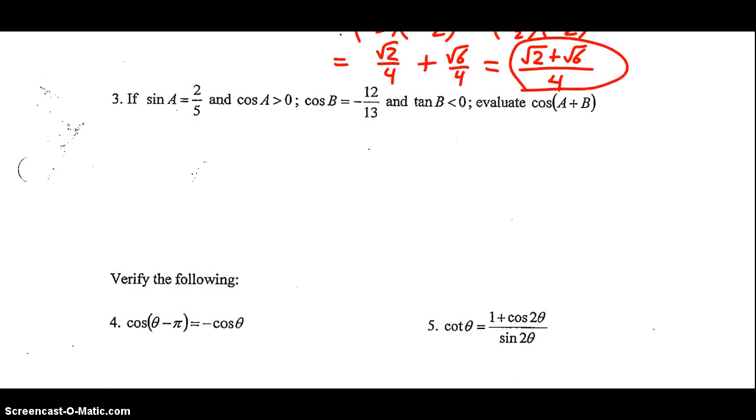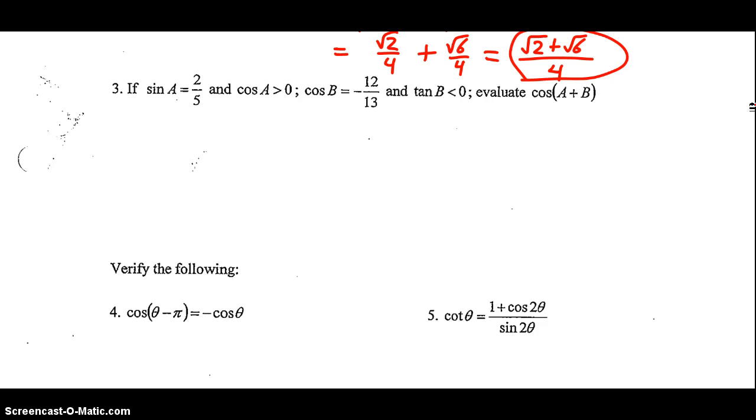All right, let's try number 3. If sine of A is 2/5 and the cosine of A is greater than 0, cosine of B is negative 12/13, and tangent B is less than 0, evaluate cosine of A plus B. So again, we know cosine of A plus B is cosine A cosine B minus sine A sine B, right? We need to know this information. We already have sine A and cosine B, right? We've got cosine B, we've got sine A. We need to figure out the other two things. So let's actually figure these things out.